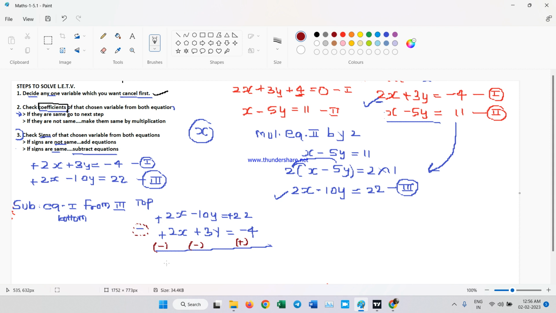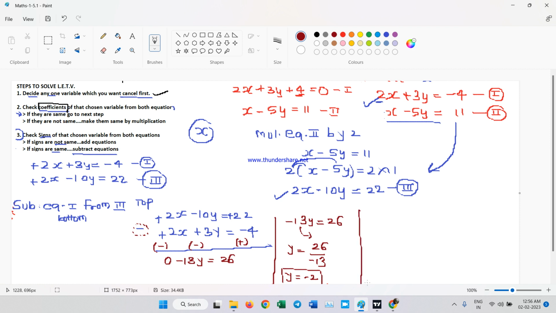Plus 2 minus 2, the answer will be 0. Minus 10 minus 3, oh my god, answer will be minus 13y. And plus 22 plus 4, this will become plus 26. Okay, and now as we all know, there is a hidden multiplication, right? So minus 13 we will send over there. What we will get is 26 upon minus 13. 13 2s are 26, so that's why the answer will be minus 2. So y is equals to minus 2.